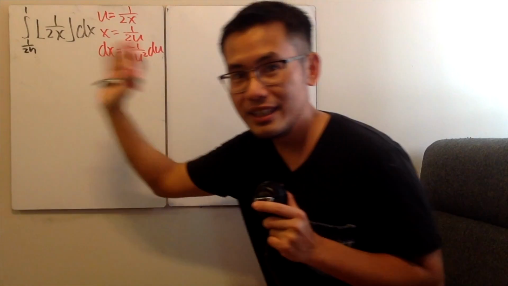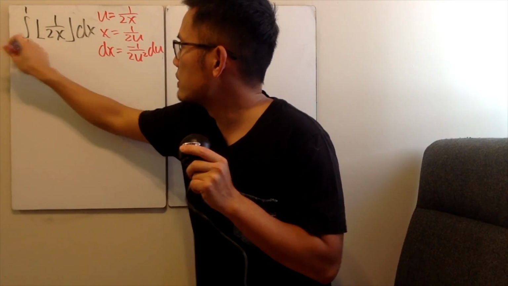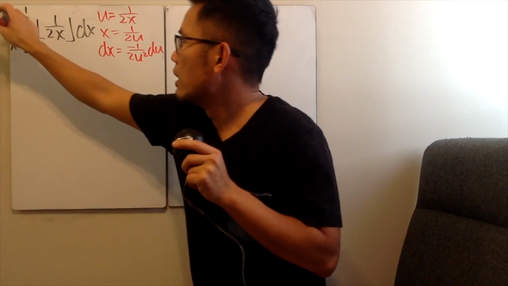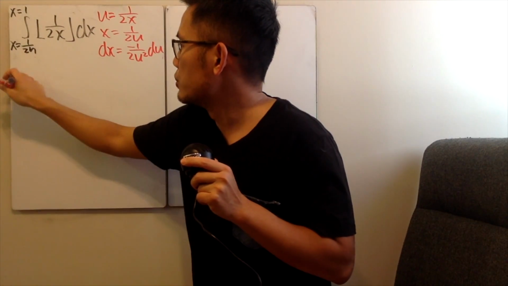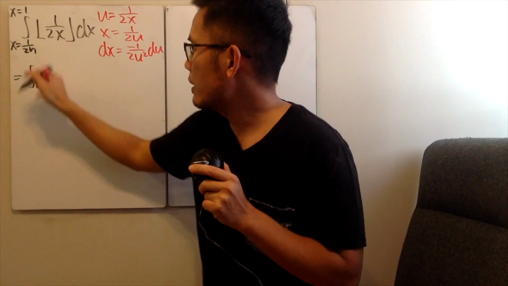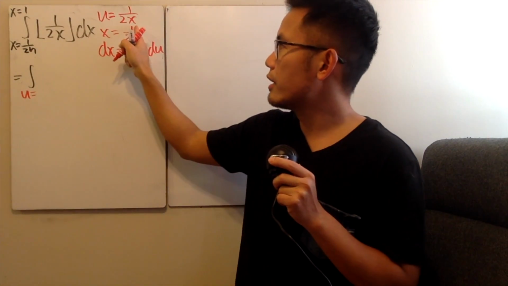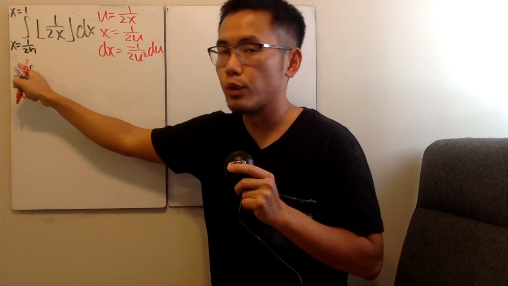Then we can take this integral to the u world, but don't forget that here we have x from 1 over 2n up to 1. So be sure to take the numbers to the u world as well. So we get here, when x is 1 over 2n, we put it right here, and you see this 2 and then the 1/2 will cancel.